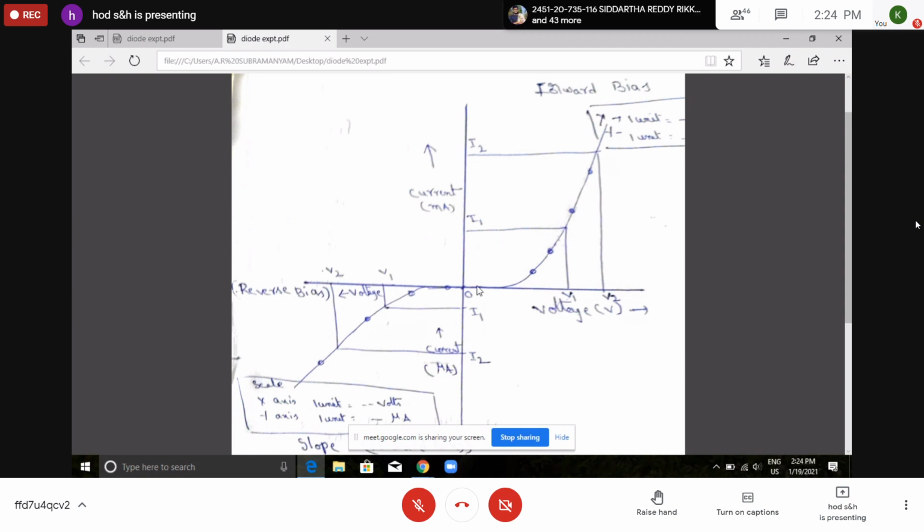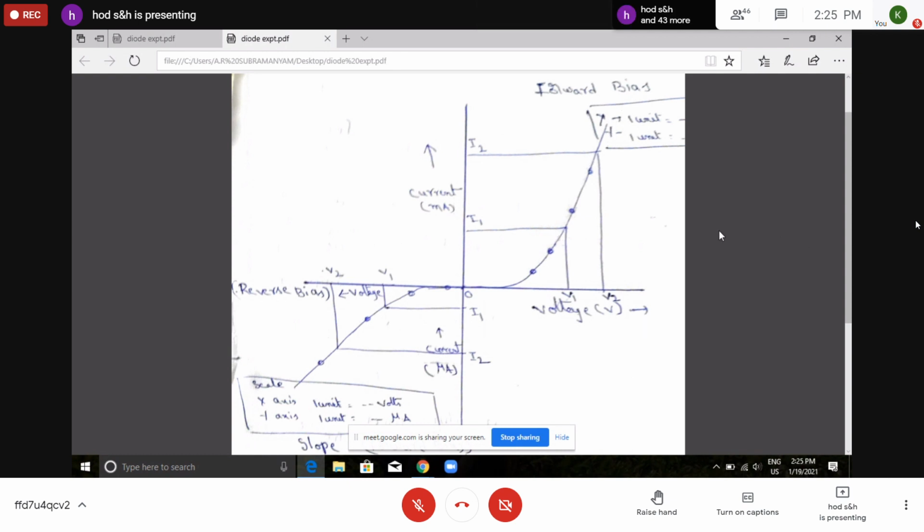Otherwise, if you are getting a curve like this, you have to draw a tangent for this curve, and for the tangent you can find the slope. But here most likely it is almost a straight line, so you need not draw the tangent. If you are getting a very curved graph, then you have to draw the tangent and find out the slope. Here it seems to be almost a straight line, so for this you should find the slope.